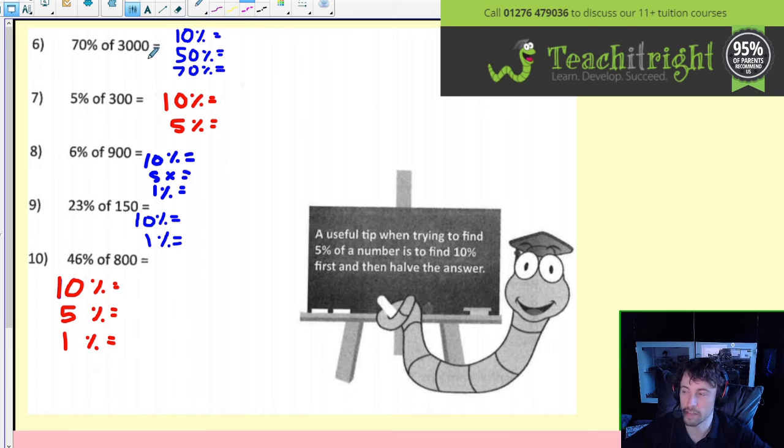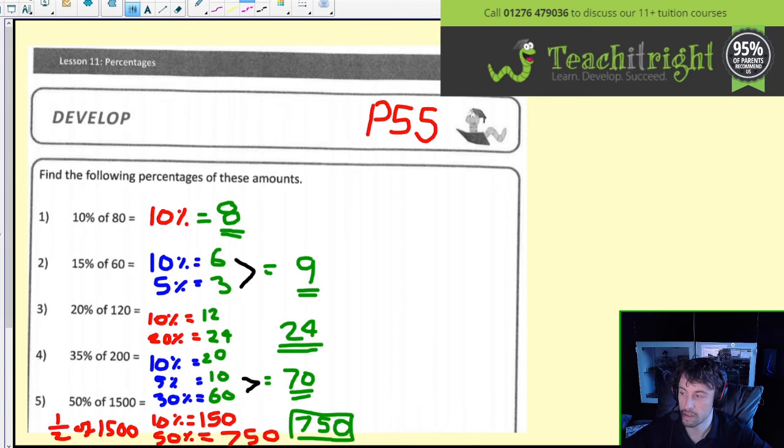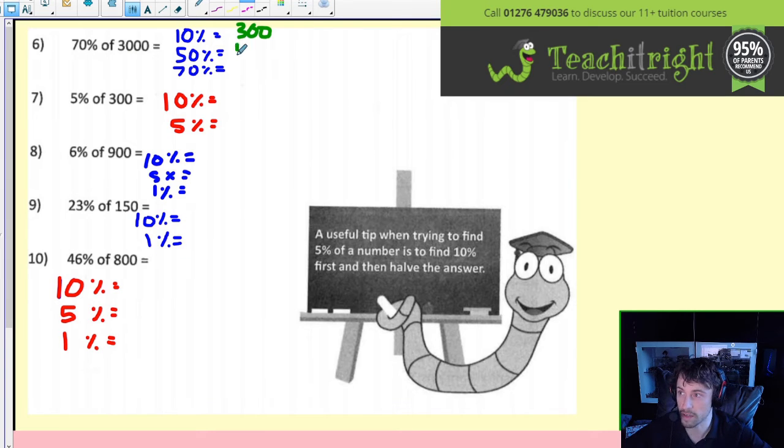Okay, so 70%. 10% of 3,000 is 300. 50%, when we worked out earlier, is half. So you might have just said, okay, well, half is going to be 1,500, which means that 70% is either going to be 300 times 7 or 1,500 plus 300 plus 300. Either way, the answer should be 2,100. So final answer, 2,100.